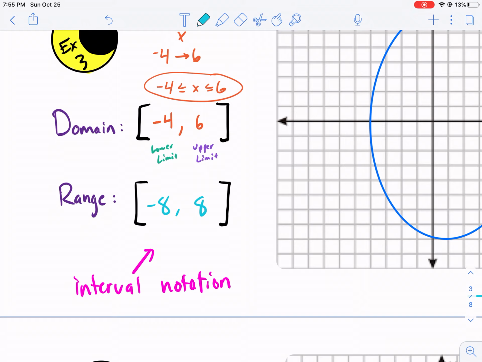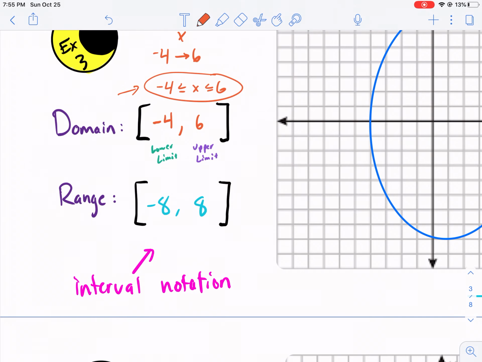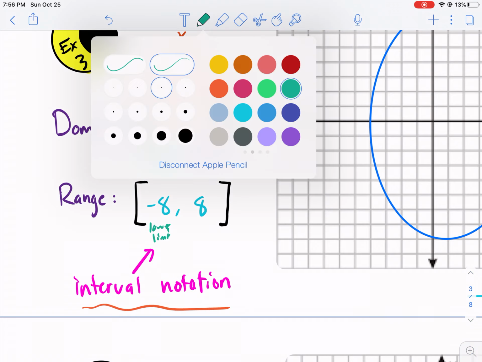Okay, so then this is, I think I said that this one was interval notation right here, but that's more like inequality notation. This one's interval notation. I had it right in front of me, I didn't even say it. Again, lower limit on the left, upper limit on the right.